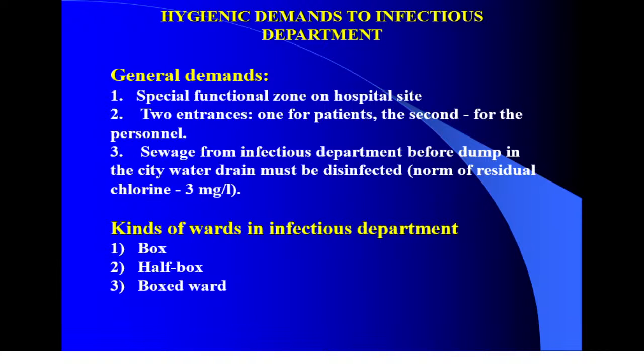Total area of box is 22 meters square for one bed, and for 2 beds 27 meters square. Half box. Difference of half box from box is absence of external corridor. Only 3 components in half box: ward, sanitary room, and internal small corridor for medical staff.